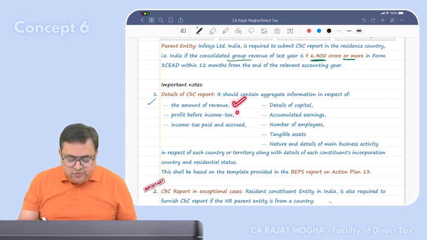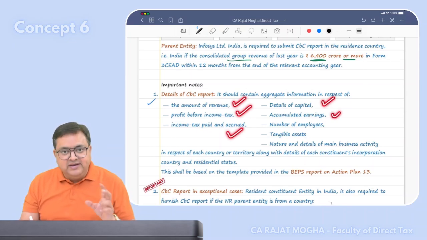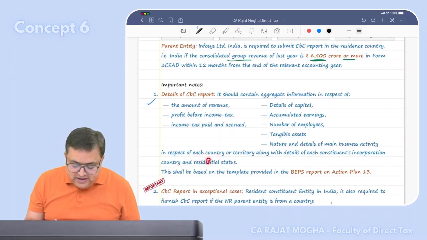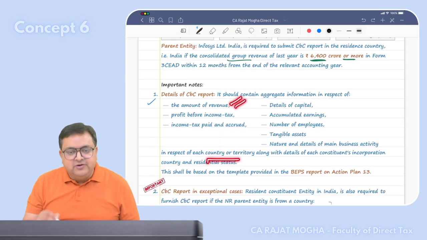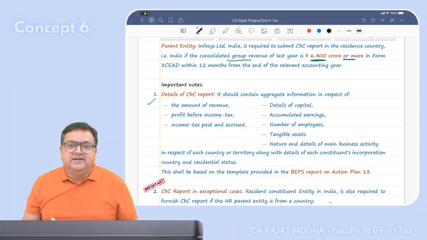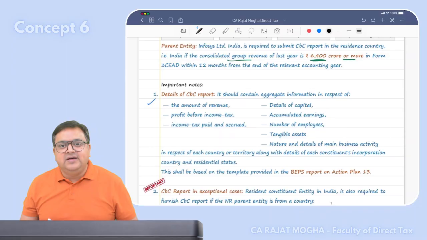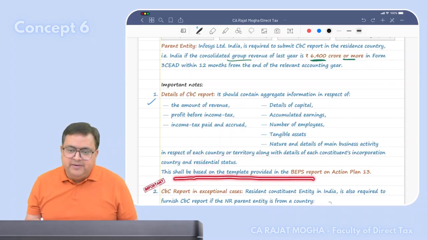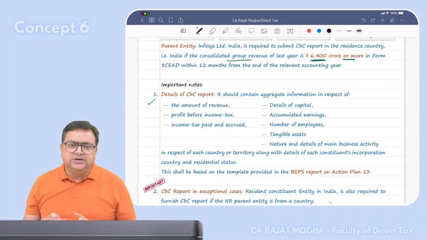So what is the revenue, profit before tax, income tax paid and accrued, details of capital, accumulated earnings in each country, number of employees, tangible assets, nature and details of the main business activity in respect of each country. So what is the revenue in each country? What is the profit before income tax in each country? What is the income tax paid or accrued in each country? How many employees are there in each country? So in respect of each country or territory, along with details of each constituent's incorporation country and residential status. This shall be based on the template provided by the BEPS report on Action Plan 13.